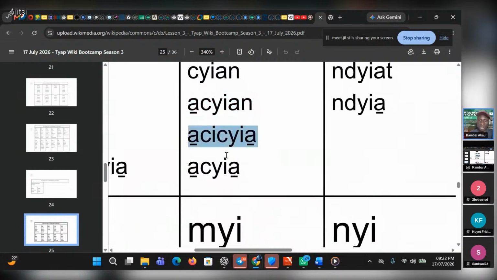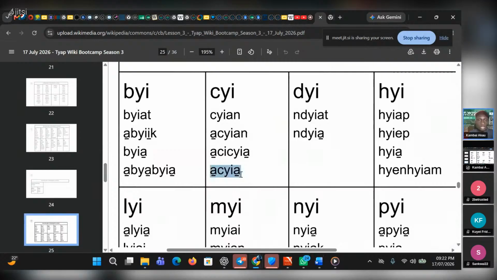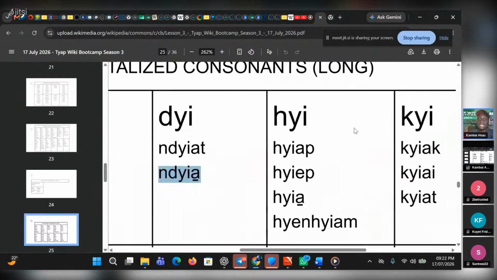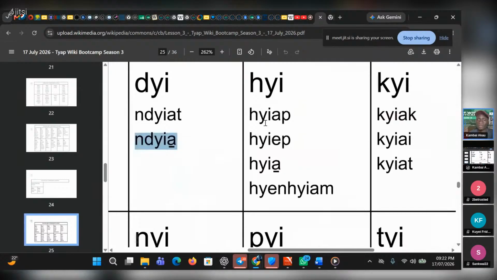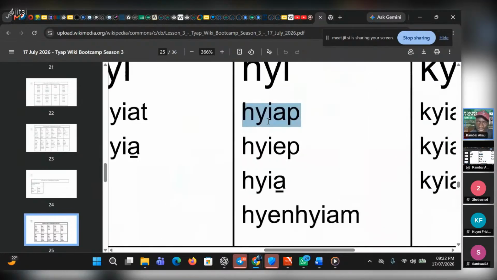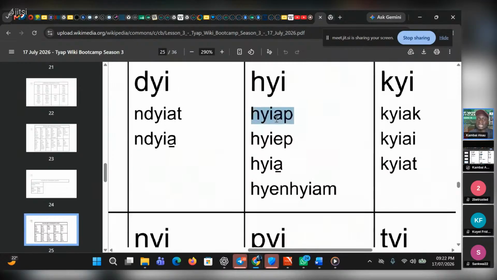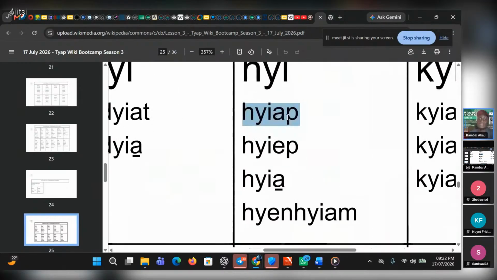Then we have the long palatal version of the d sound. We have ntiat, and then we have ntia. Then we have the long palatal version of the h sound. We have hiap. Sometimes if some people pronounce it, it's like there's an S somewhere here, so it sounds like siap. So this is siap or hiap. And then this is here. Some people will pronounce it like here. Sounds like an S. And then here, hiam.